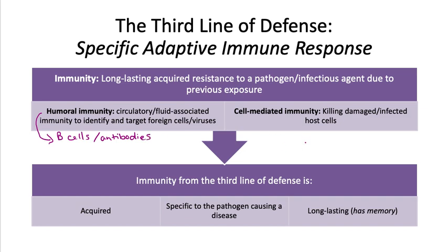And cell-mediated immunity means that one of our cells is affecting another one of our cells. And so our helper T cells affect B cells, our killer T cells affect our host cells that are damaged and infected. So our cell-mediated immunity will involve T cells and their response.